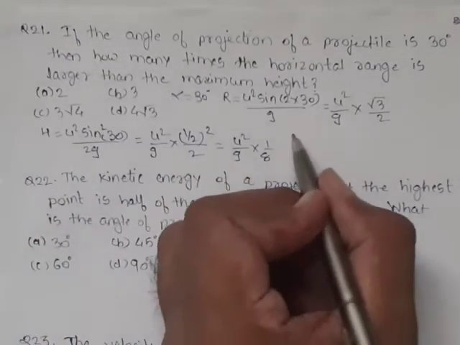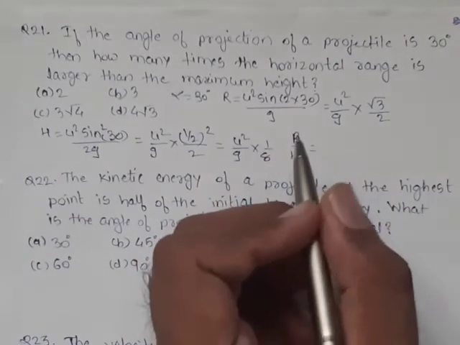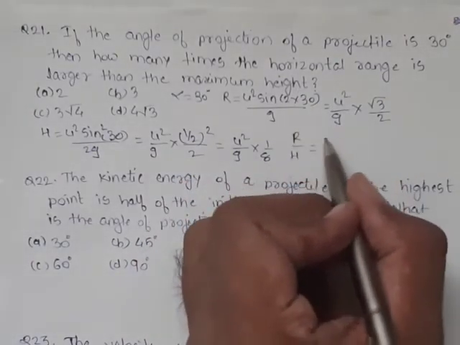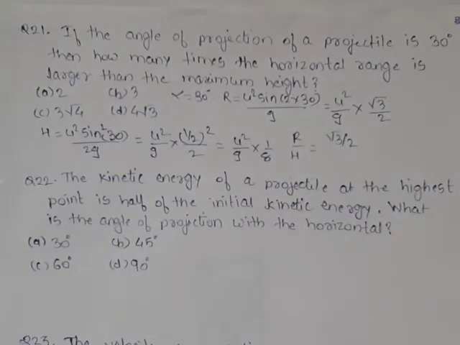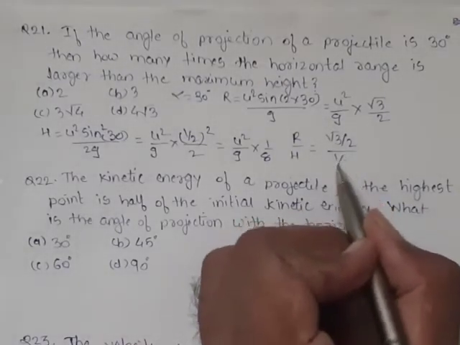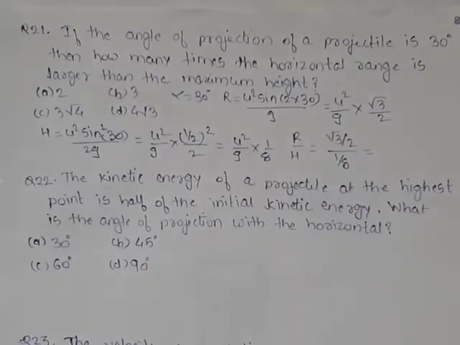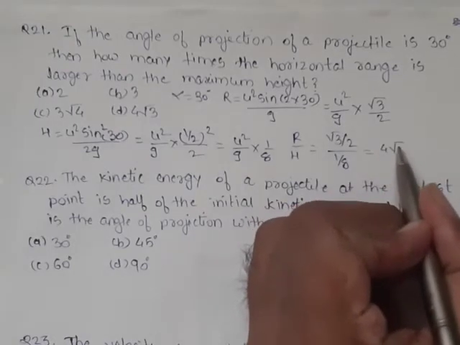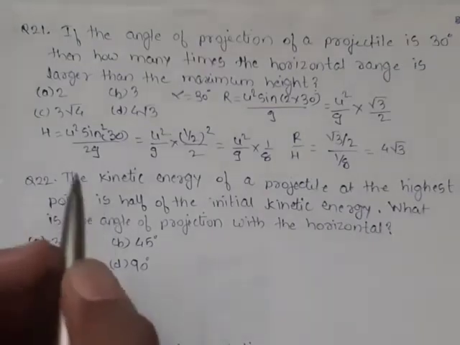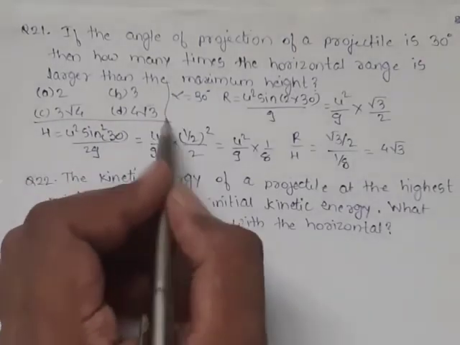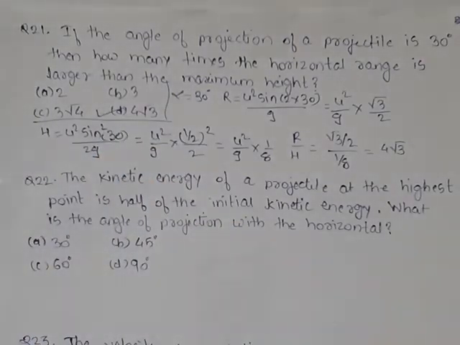Now we'll take the ratio of r upon h. The value of r is root 3 by 2. u square upon g is common in the formula of r and h, so we are not taking u square upon g, we are only taking the numeric value. So r is root 3 by 2 and h is 1 upon 8. Finally our simplified answer becomes 4 root 3. So r is equal to 4 root 3 times h. So here option D is correct for question 21. Option D, 4 root 3 times h.